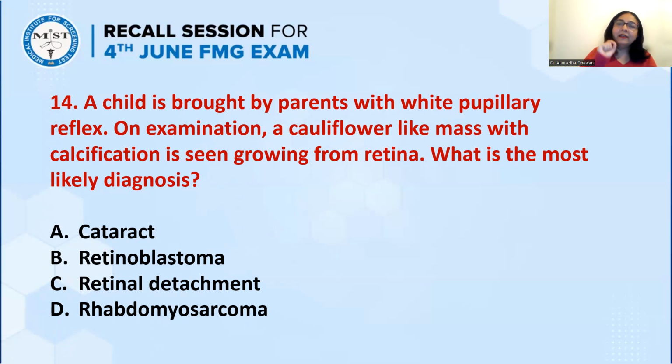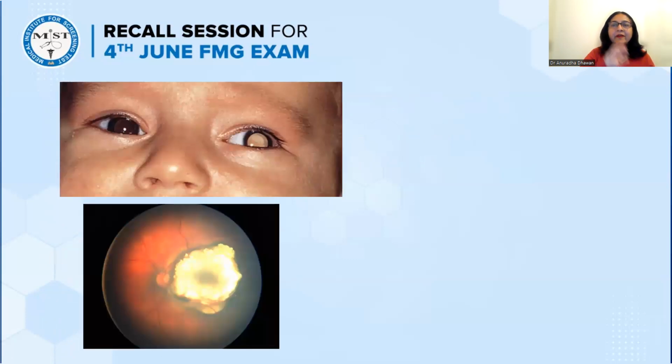Now see here again, if you look at all the key points which they have given in the question, white pupillary reflex means leukocoria. So whenever the question is talking about leukocoria, the differentials of leukocoria, in which the most important is retinoblastoma, should come into your mind. Okay. Then another clue was a mass with calcification. So tumor with calcification in a child, again, goes straight forward in the diagnosis of retinoblastoma.